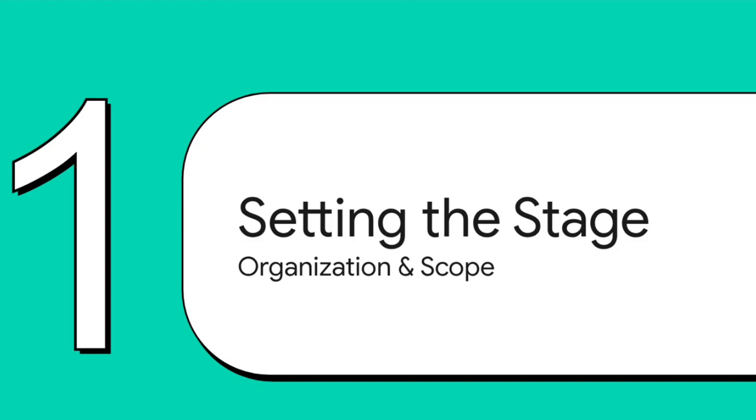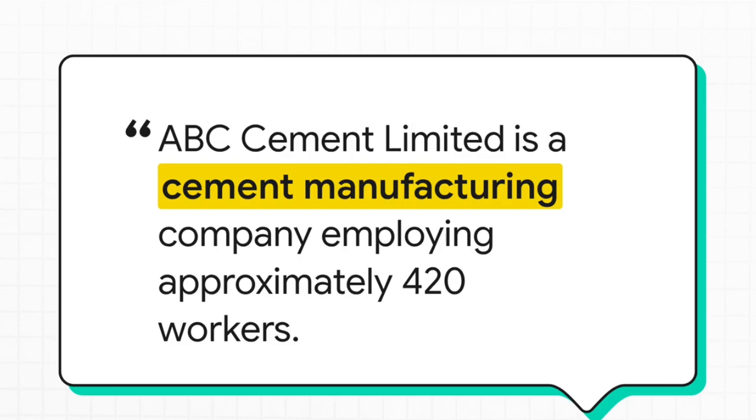Section 1. Setting the stage. Organization, scope, and evidence. So here's our scenario. ABC Cement Limited is a cement manufacturing company employing approximately 420 workers operating in 3 shifts. The organization consists of the quarry, crusher, raw mill, kiln, cement mill, packing plant, and maintenance workshop.